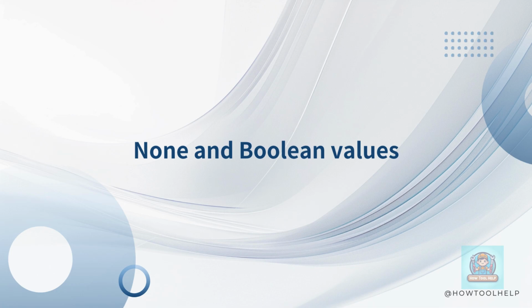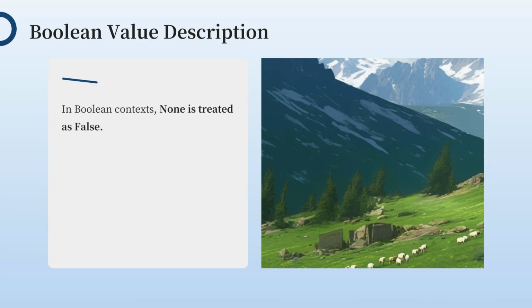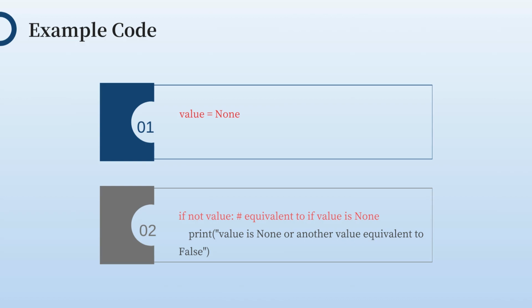None and boolean values. In a boolean context, None is considered false. This means that in conditional judgments, None will be treated as a false value. For example, this code will print "value is None or other value equivalent to False" because None is treated as False in a Boolean context.